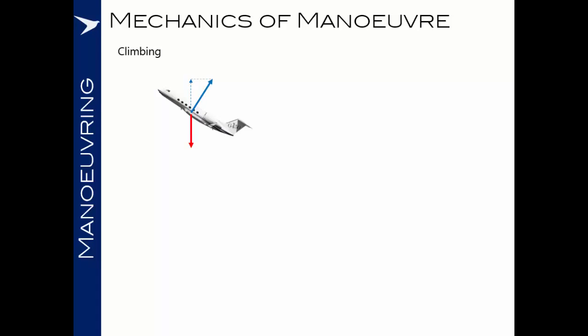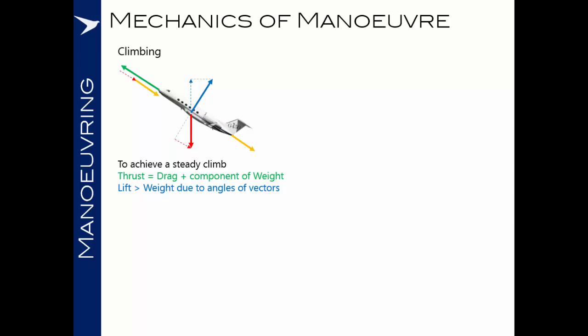The lift produced by the wing will be greater than the magnitude of the weight. Drag will always act to slow the aircraft down, but in addition to the drag, we also now have a component of our weight vector which is acting in the same direction as drag. So the drag plus the drag component of the weight will give us the amount of thrust that we require to hold that climbing angle without accelerating. And so to achieve a steady climb at a constant airspeed, we need the thrust to equal the drag plus the drag component of the weight. And also, lift must be greater than the weight due to the angles of the vectors.